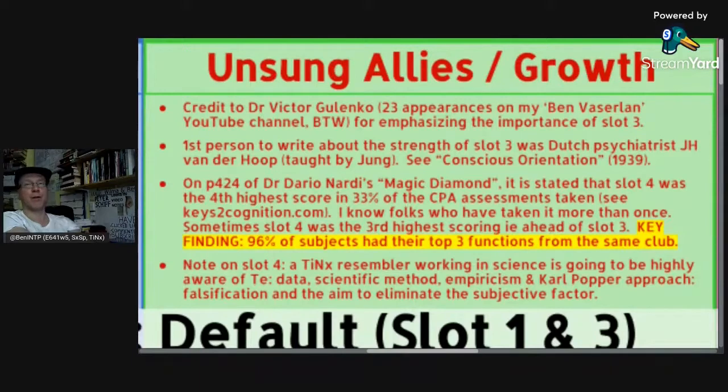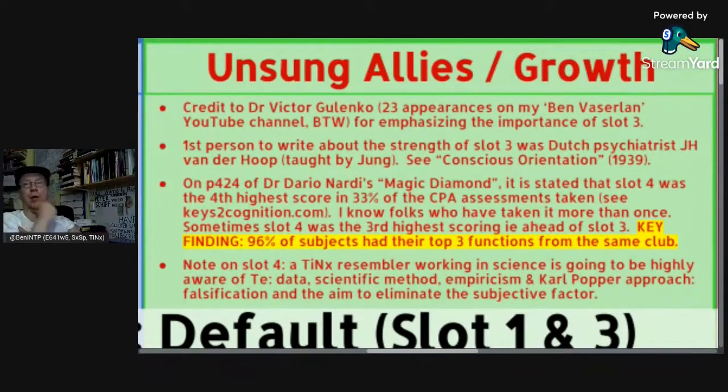Note on slot 4. I'm just going to mention this briefly. Hello, Retro Gamer, a good super chatter, Retro Gamer 71. I'll get to slot 4 next time, but I'm going to mention it just now.